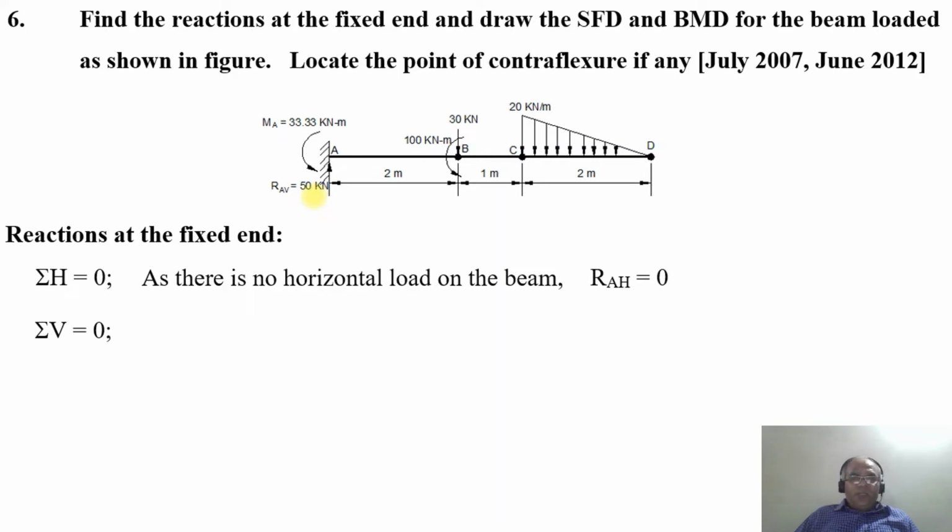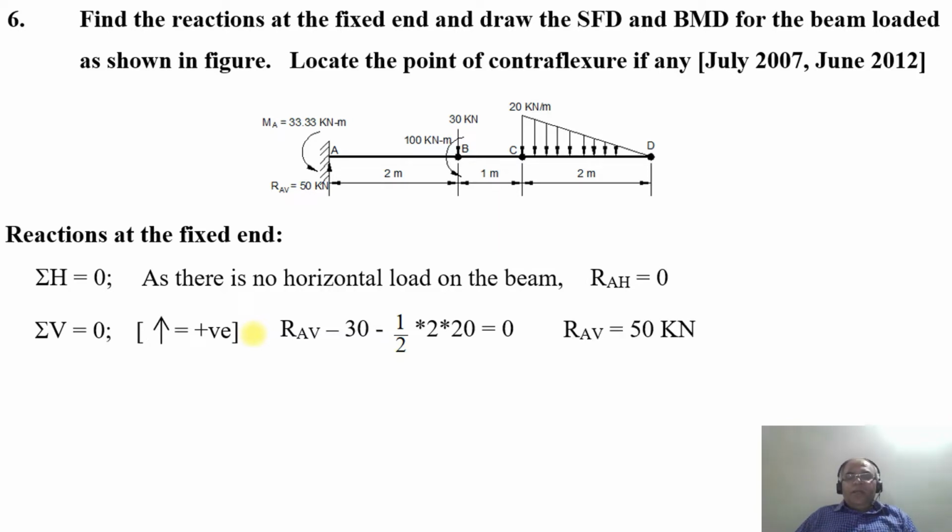By convention, the load acting upwards is positive. Here RAV is acting upwards, so it is positive, because all the loads are acting downwards, as shown here. In order to keep the beam in equilibrium, RAV should be acting upwards. So RAV minus 30 minus the area of the triangle, which is half into 2 into 20 in case of the uniformly varying load, will be equal to 0. On simplification, RAV will be equal to 50 kilonewton, acting upwards.